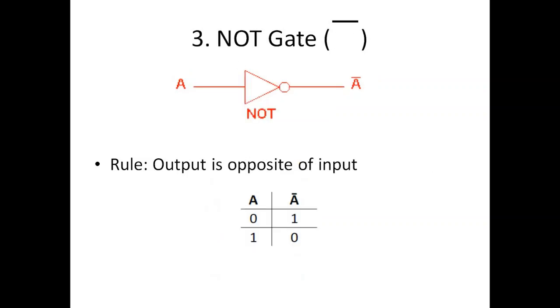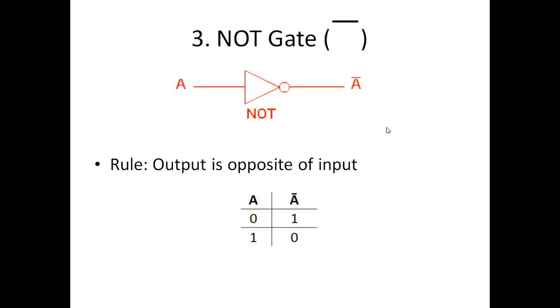The third one is a NOT gate, and it is depicted by this symbol, a bar. This is the symbol for a NOT gate, a triangle with a circle. NOT gate is the only gate which only has one input and one output, whereas all the other gates have at least 2 inputs. In Cambridge we always have only 2 inputs, whereas practically or in other curriculums we can have 2 or more inputs. Rule: output is the opposite of input.